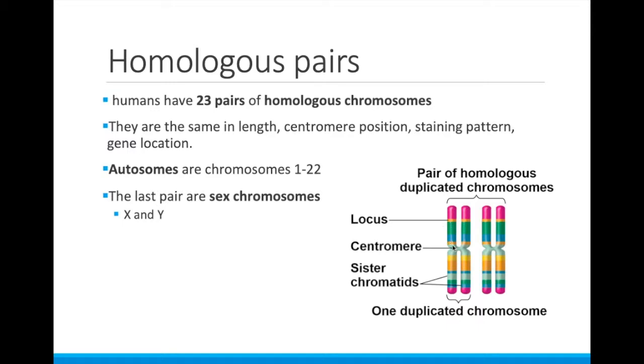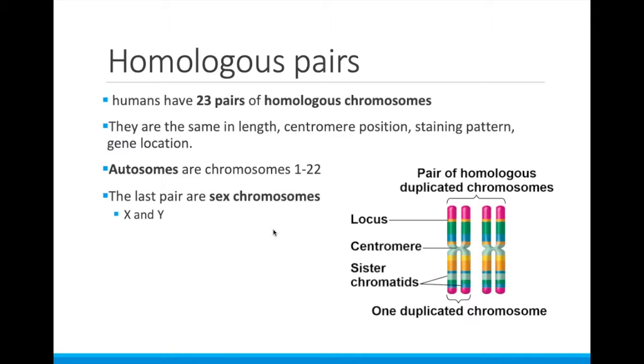In homologous chromosomes, they have the same genes all the way across. That doesn't mean that they code for the same color eyes, it just means that maybe they all code for eye color. So they're coding for the same characteristic. And they're exactly the same size and shape, centromeres are in the same spot, and these patterns of where the genes are located are exactly the same.